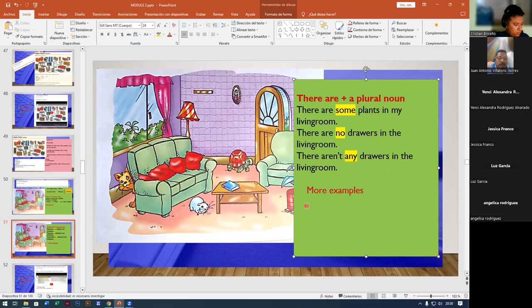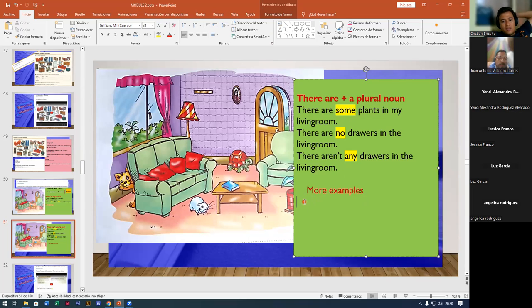So let's give more examples. Let's see in the affirmative case. Jessica Franco, can you give us another example? Now in affirmative. Jessica Franco, are you present? No? Christian? Christian Briseño? An affirmative example, please.